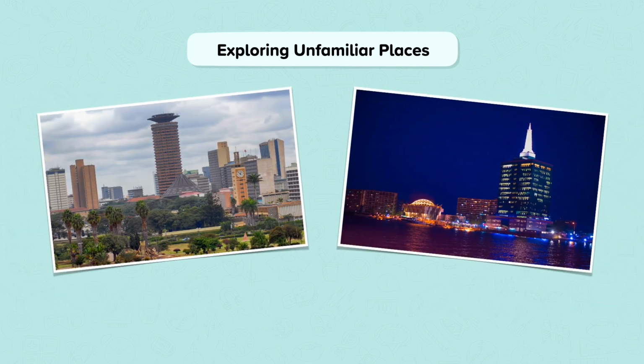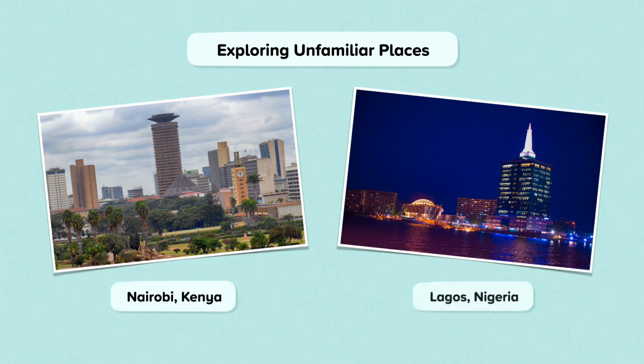Photographs can also help us to challenge preconceptions about unfamiliar places. For example, the generalization portrayed by much of the media is that Africa is poor. However, judging by these images of Nairobi in Kenya and Lagos in Nigeria, this is clearly not the case. Therefore, photographs can help us to challenge values and attitudes we may have of these places.